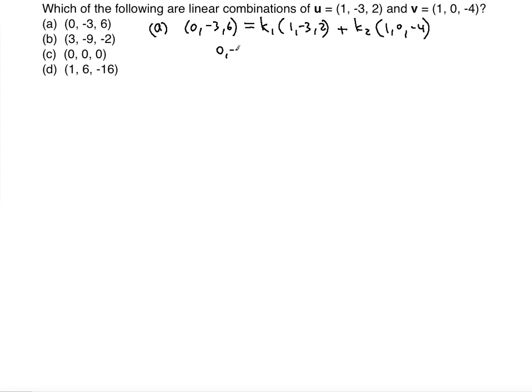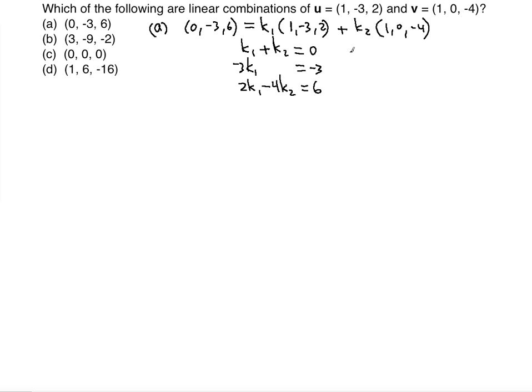Okay, so you will have 0, negative 3. So you will have a linear system, right? The first one is k1 plus k2 times the first, which is just k2 times 1, right, is equal to the corresponding first component 0. Okay, then we have negative 3k1, and this is 0, right? So we just set equal to negative 3. 2k1 plus negative 4k2, so minus 4k2 is equal to the third component, 6.